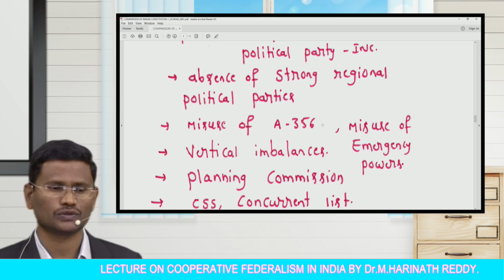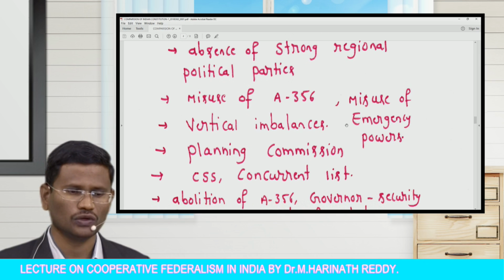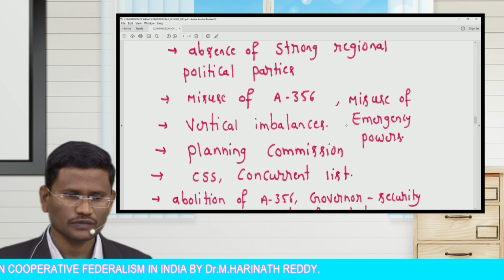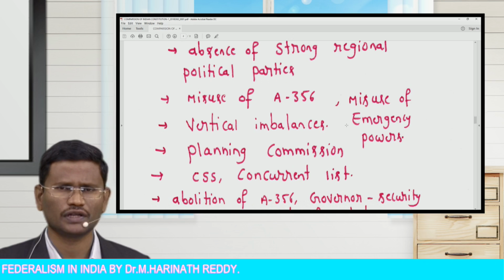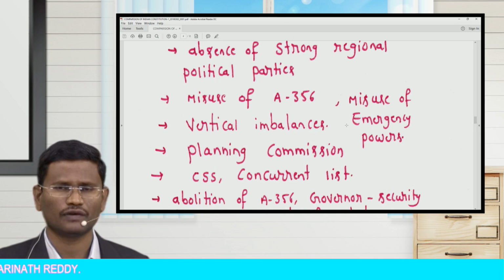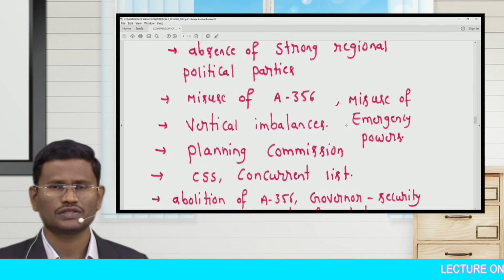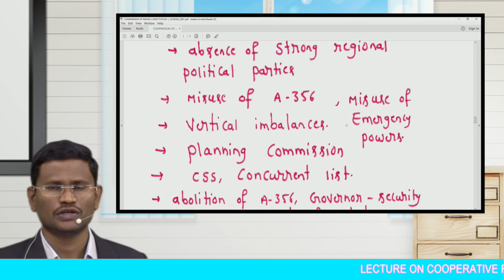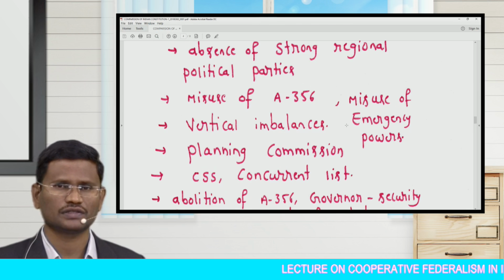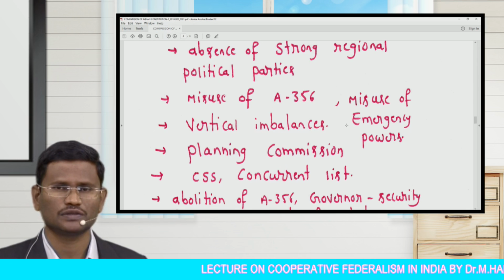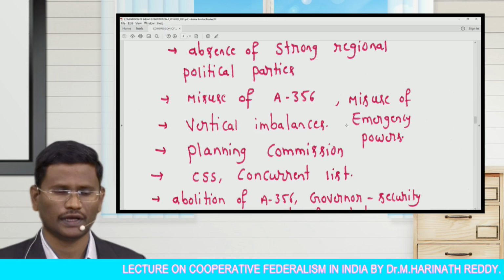Then, as I told you, the framers of the Indian Constitution have created vertical imbalances, and the central government has got more revenue raising capacity. The states are virtually dependent on the central government for finances. So taking this as an advantage, the union government tried to dictate terms to the state governments up to 1989.